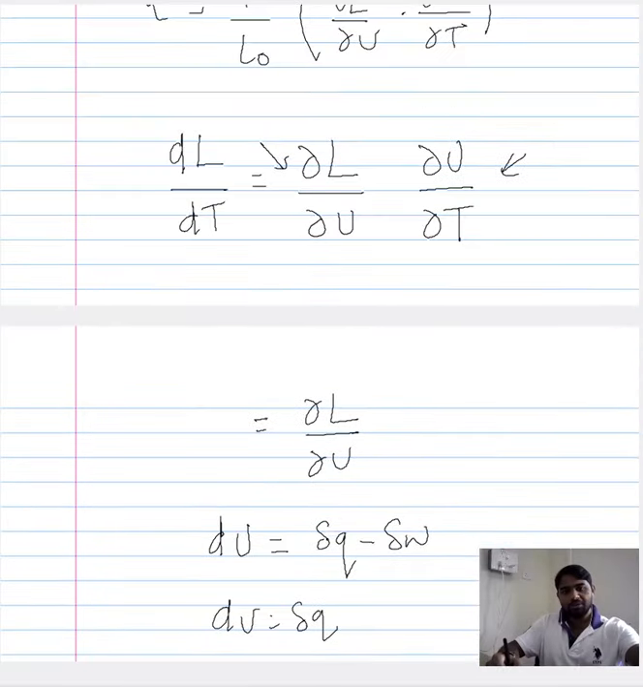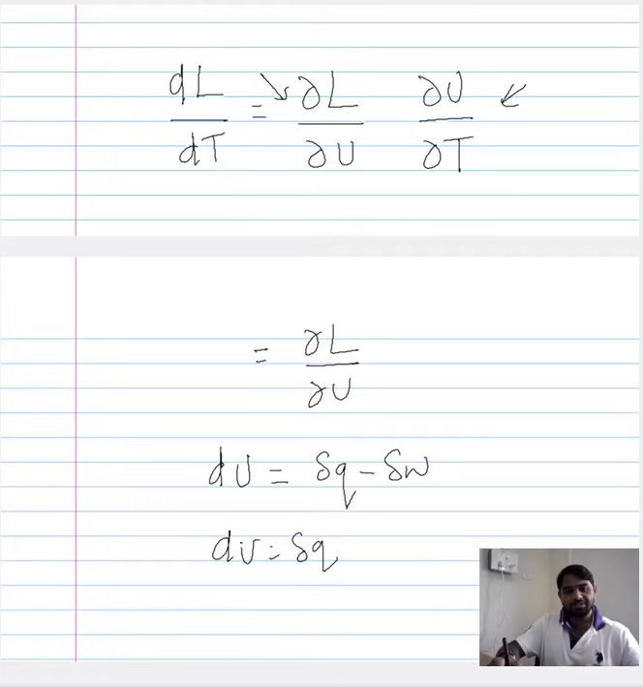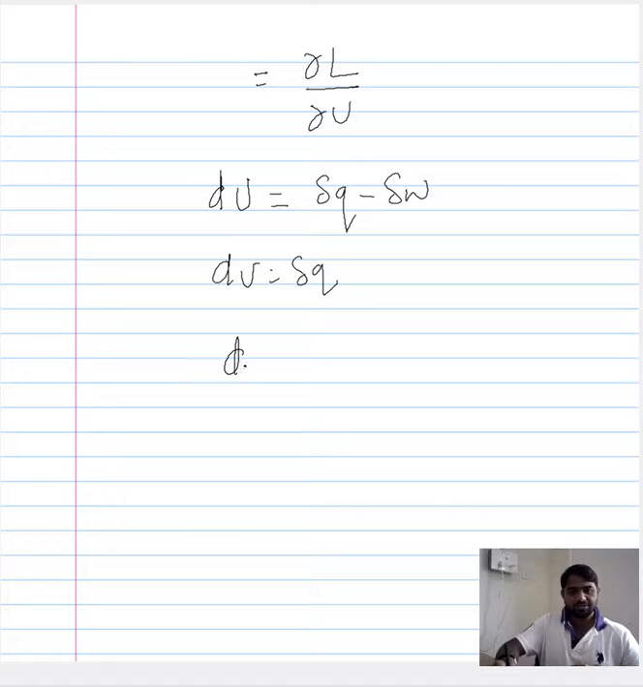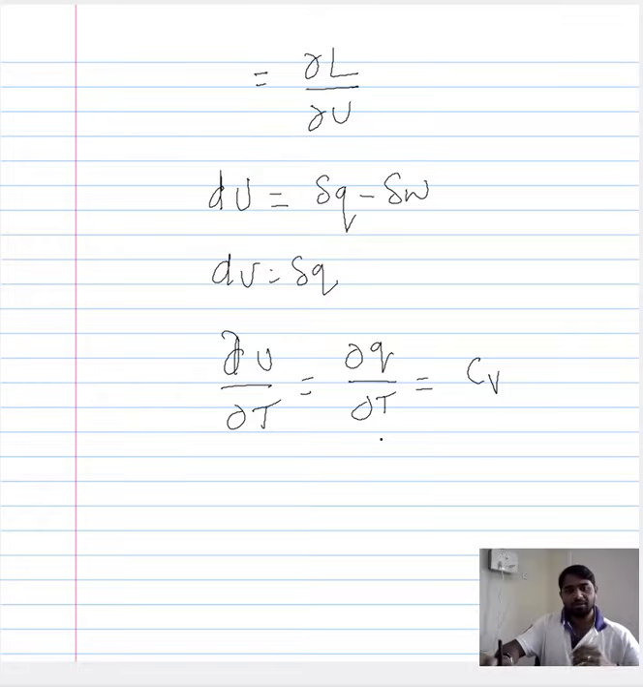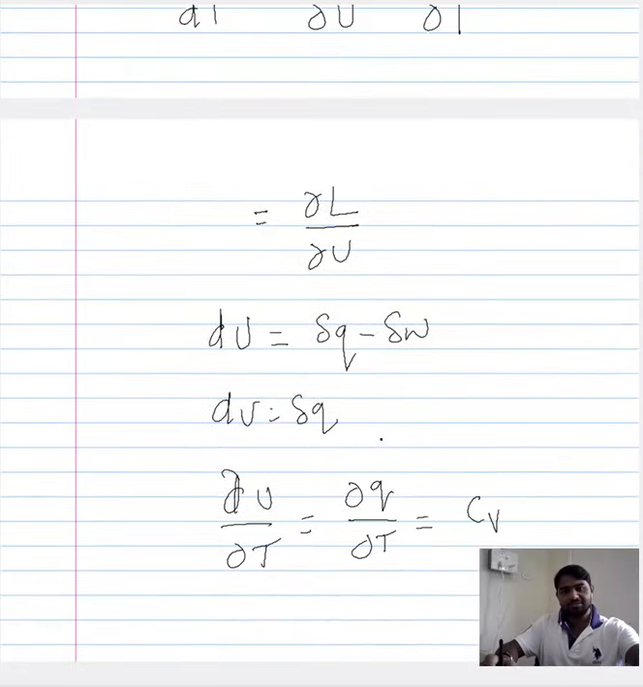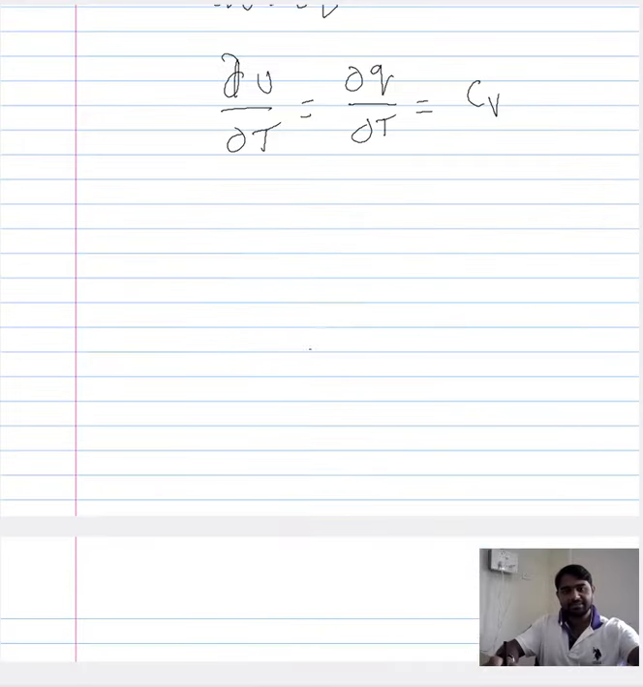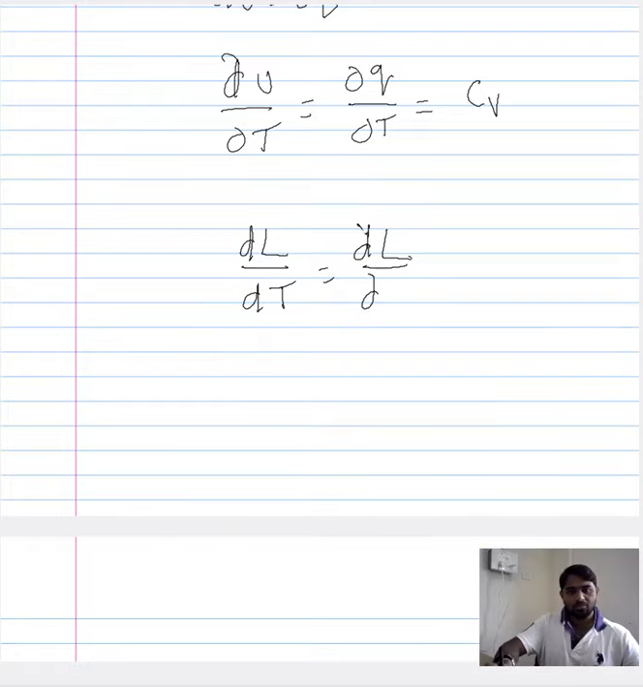Now when you replace the internal energy with the heat here, we have an expression like this. What this ultimately gives you is the heat capacity at constant volume. And now we can express this dL by dT as dou L by dou U and Cv.